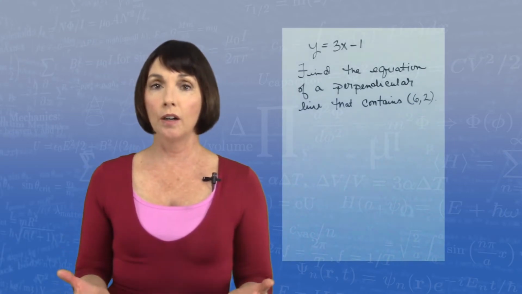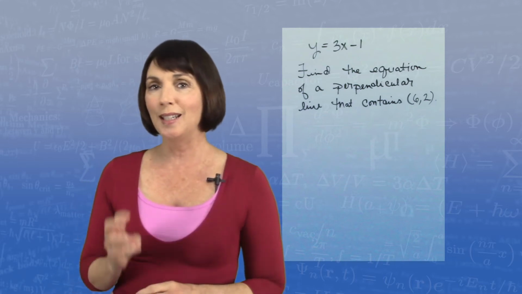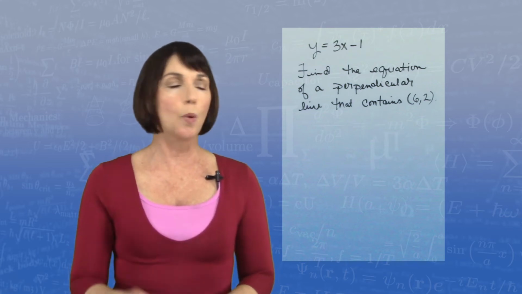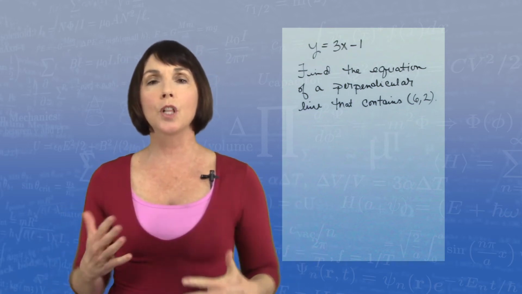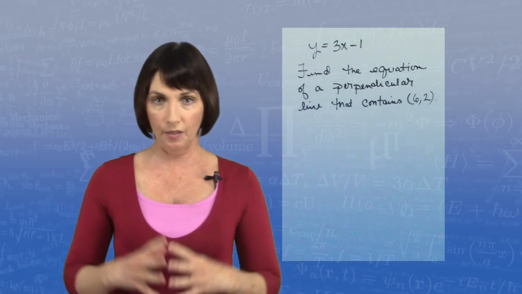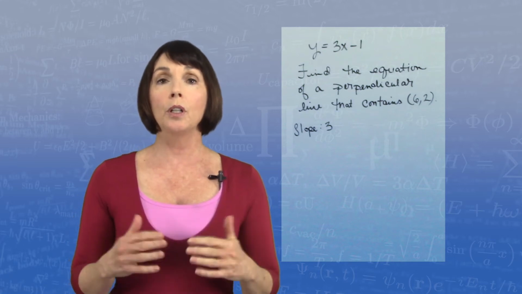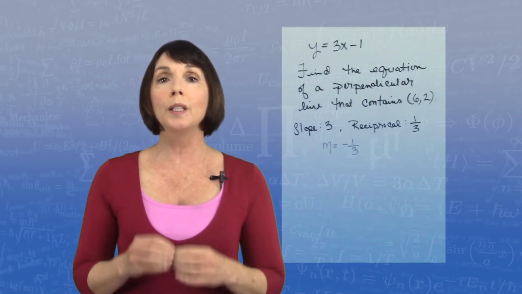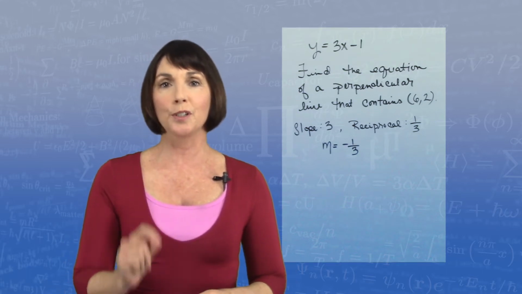Okay, let's take a look at another example. We have our original line here, y equals 3x minus 1. Now I want to find the equation of a line that is perpendicular to this line and contains the point (6, 2). Okay, perpendicular lines have slopes that are negative reciprocals of each other. So our slope here is 3. The reciprocal of 3 is 1/3. So the slope of our new line will be -1/3. The negative reciprocal of the original slope.